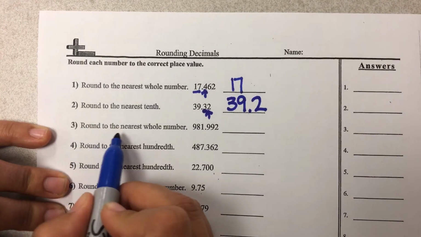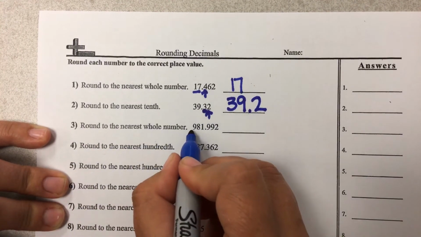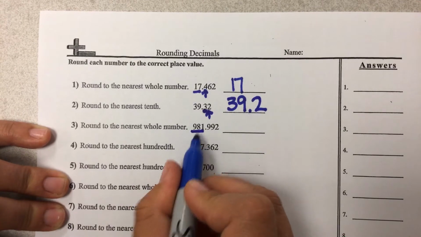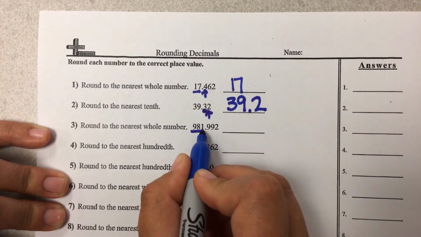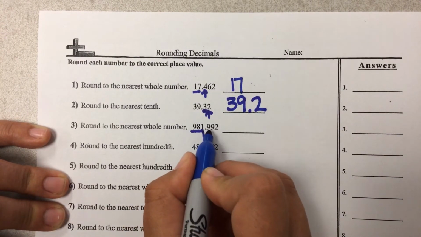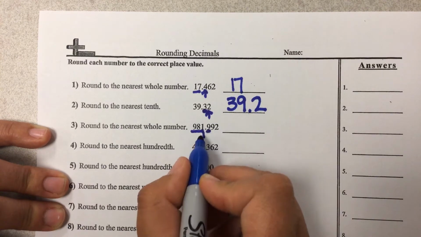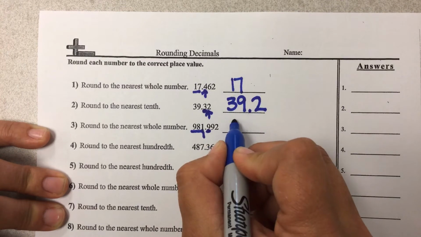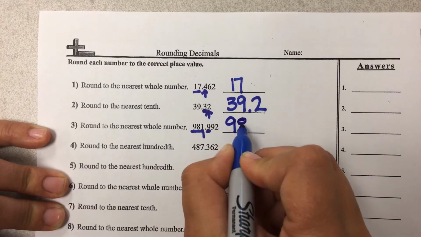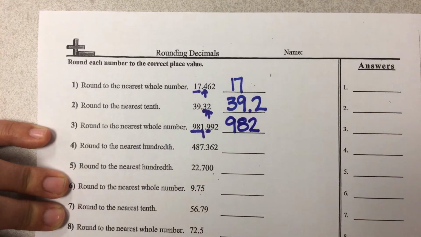Number 3, round to the nearest whole number. So the whole number is 981. But I don't have to look at the 981. I really just want to focus on that 1. So I'm going to take a look at this 9 in the tenths column. That 9 is going to tell me to round up. So this 1 will turn into a 2. So this number rounded to the nearest whole number is 982.